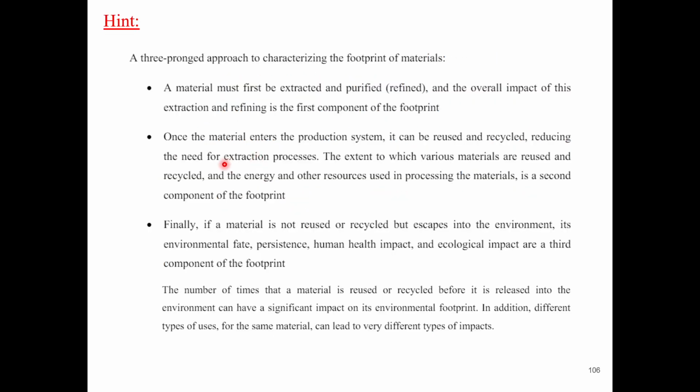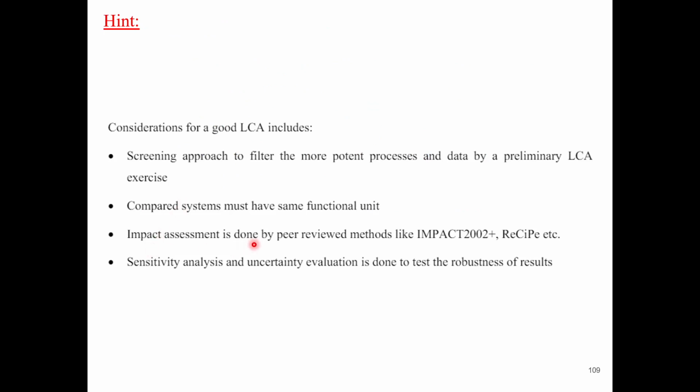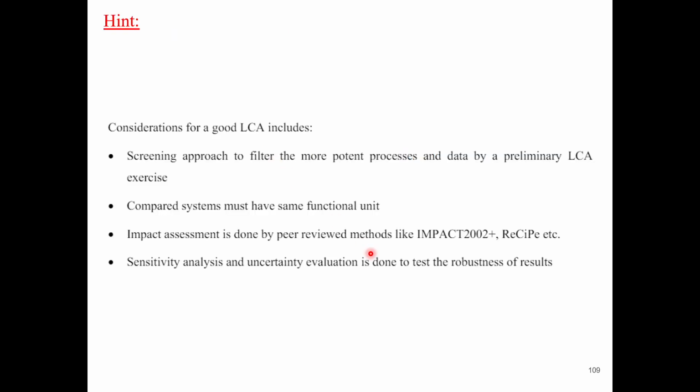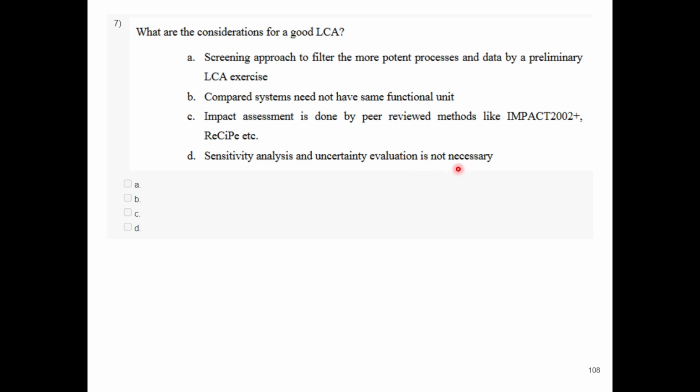C, impact assessment is done by peer-reviewed methods like Impact 2002 plus, Recipe, etc. So C is correct. And sensitivity analysis and uncertainty evaluation is done to test the robustness of results. Okay, so this is important. It is not unnecessary. Saying it is not necessary is wrong. So B and D are not correct. A and C are some of the considerations required for a good LCA. So A and C are the correct options.